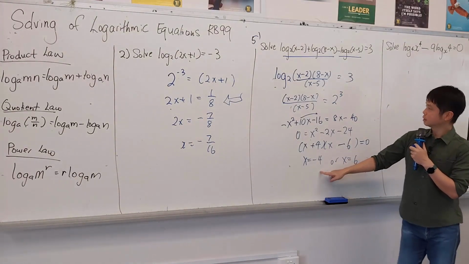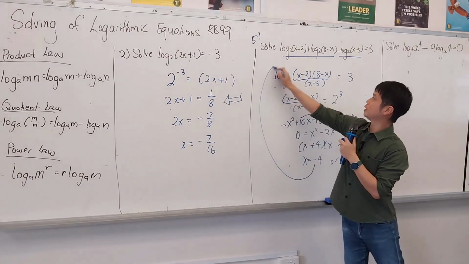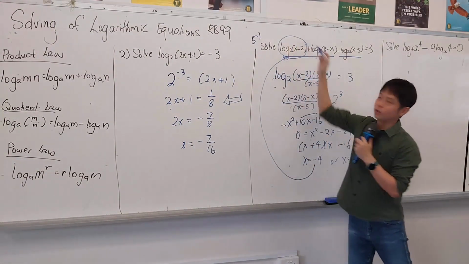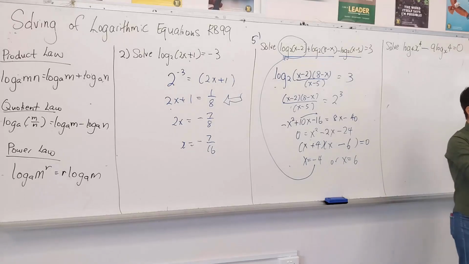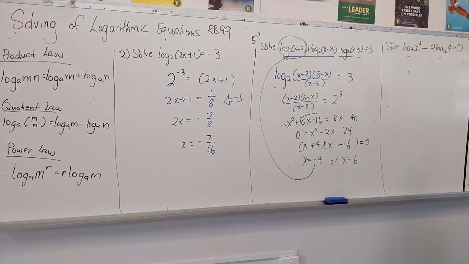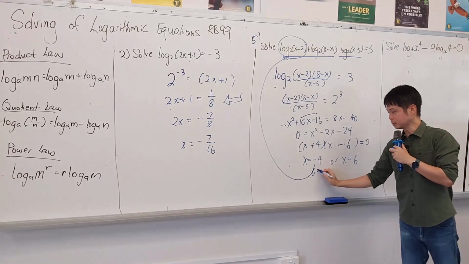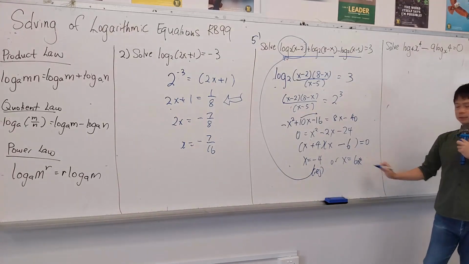If you sub this negative 4 into, let's say, this part here, you will get a negative log. You want to try and press your calculator, what happens when you press a negative log? It's an error. So we will reject. And the final answer is just 6.